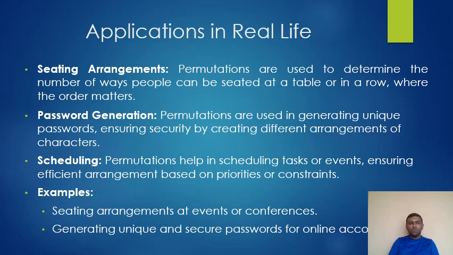Let us look at two examples. First one, determining the seating arrangements at events or conferences. When you go to an event or a conference, you can determine what kind of seating arrangements can be used. Another thing is generating unique and secure passwords for online accounts. This is also another application of permutations. And all these permutation applications are used in real life.